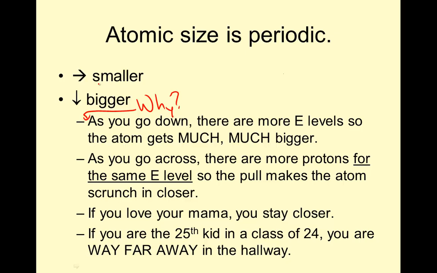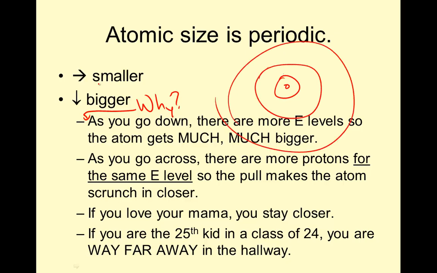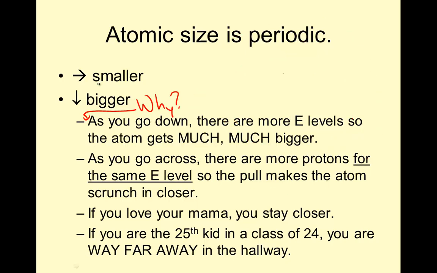As you go down, there are more energy levels, so the atom gets much, much bigger. Remember how this is the nucleus? Then I have an energy ring right here, and then another energy ring right here, and then another energy ring. So every ring, of course, makes it bigger and bigger in the Bohr model. And it's true for the quantum mechanical model, but they're just not as pretty as rings. As you go across, there are more protons with the same energy level, so the pull from the atoms crunches them closer.